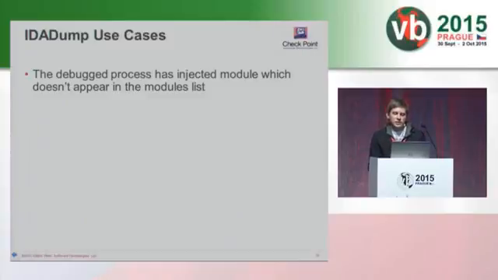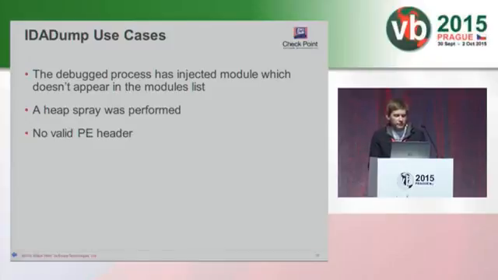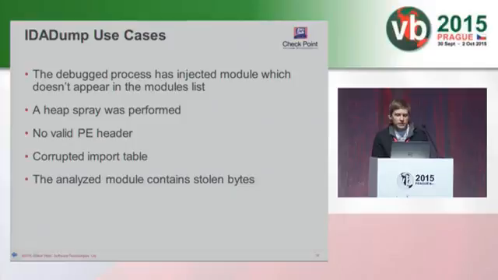There are use cases when using IDA dump can be really beneficial. For example, the debugged process has an injected module which doesn't appear in the modules list. A heap spray was performed. No valid PE header. Corrupted import table. The analyzed module contains stolen bytes. Or while following multiple injections.